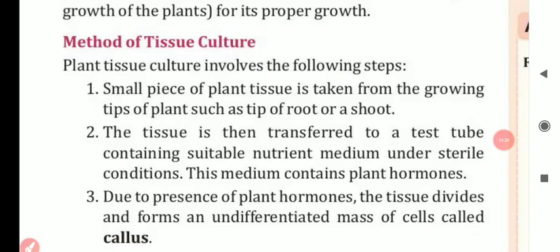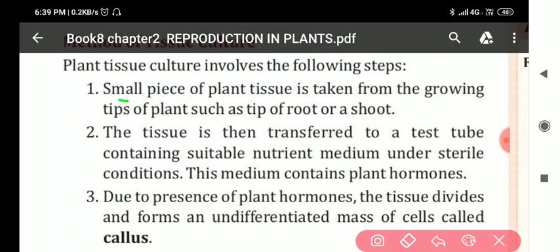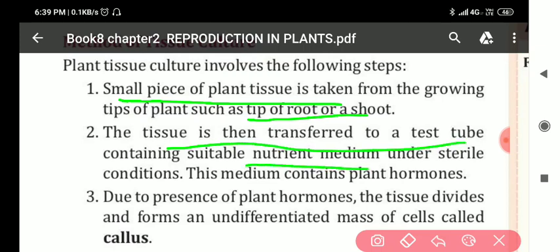Now let us see those steps here. A small piece of plant tissue is taken from the growing tip of the plant, such as the tip of the root or stem. Any plant tissue part is taken. The tissue is then transferred to a test tube containing nutrient medium. This medium contains plant hormones. We will transfer this plant tissue into the medium which contains plant hormones.